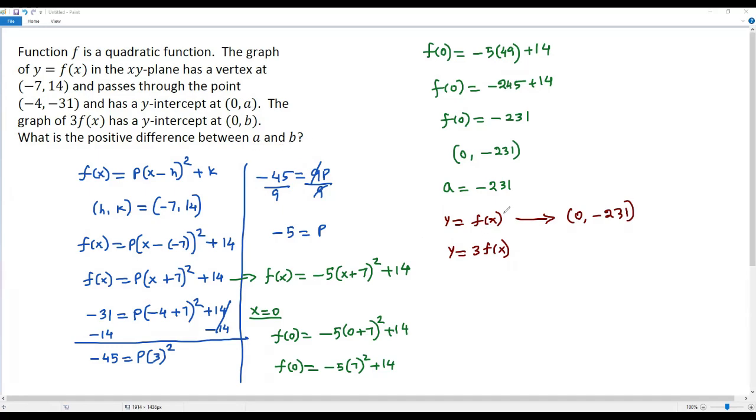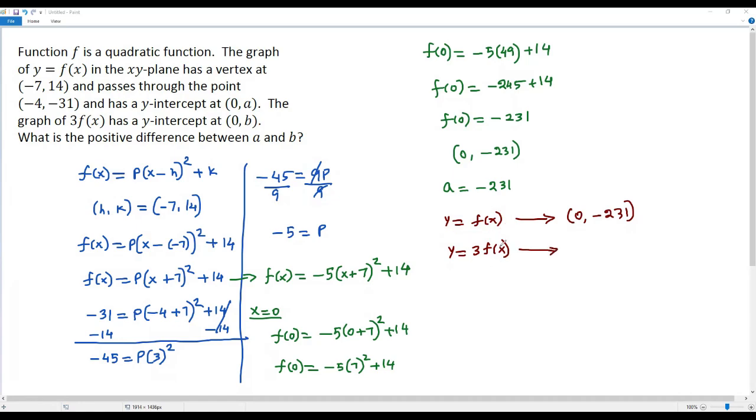Now let's compare the quadratic function y equals f of x and the other function y equals 3 times f of x. Here we have f of x, the same function we have over here, but 3 is multiplied. So that is a vertical stretch by a factor of 3. Now, to get the graph of this function, we have to multiply the y-coordinate at each point of this quadratic function by 3, because there is a vertical stretch by a factor of 3. The same thing we have to do for the y-intercept as well.